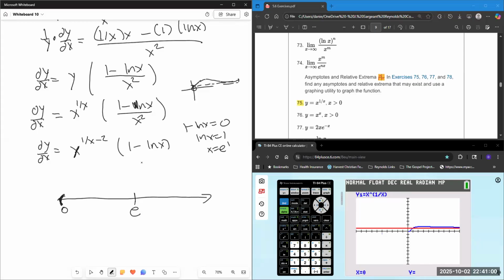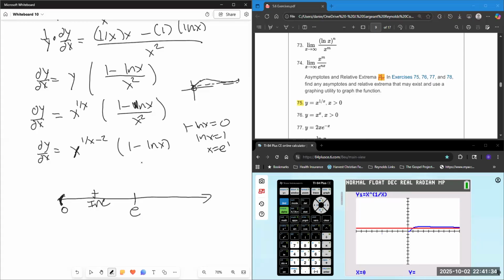And then when I am looking at this form right here, something between 0 and e, like 1 minus ln of 1. So 1 minus 0 is a positive 1 over 1 squared. So that's all 1. And 1 to the 1 over 1 is 1 to the first is 1. So 1 times 1 is a positive 1. So I'm increasing here on this interval. And I see that I'm increasing for a little bit before I start decreasing.